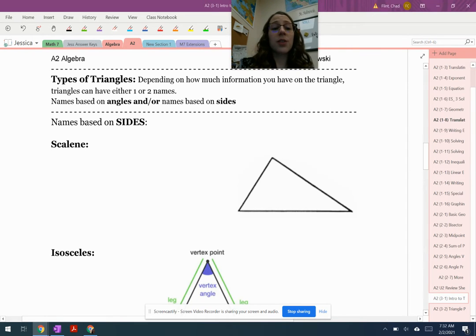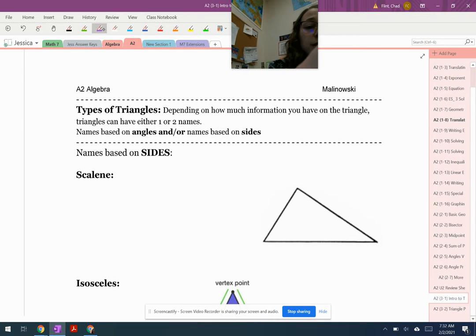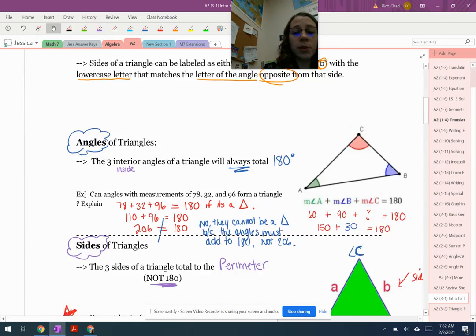Okay, so next we're looking into types of triangles, or classifying or naming triangles. So types of triangles, this is, okay.